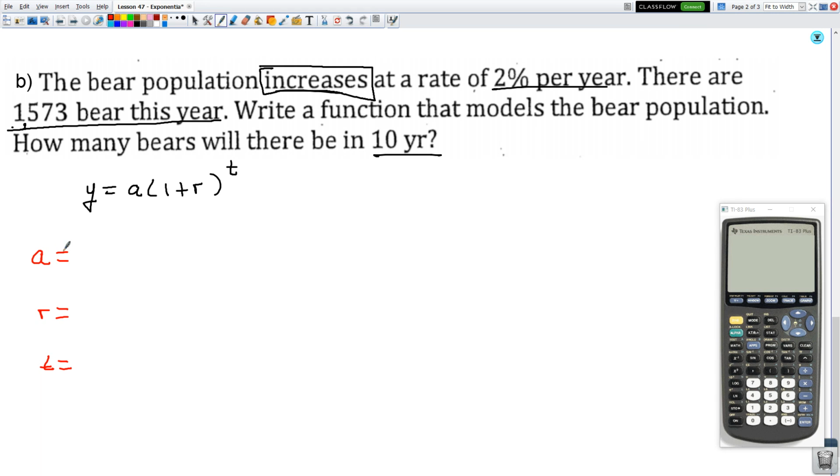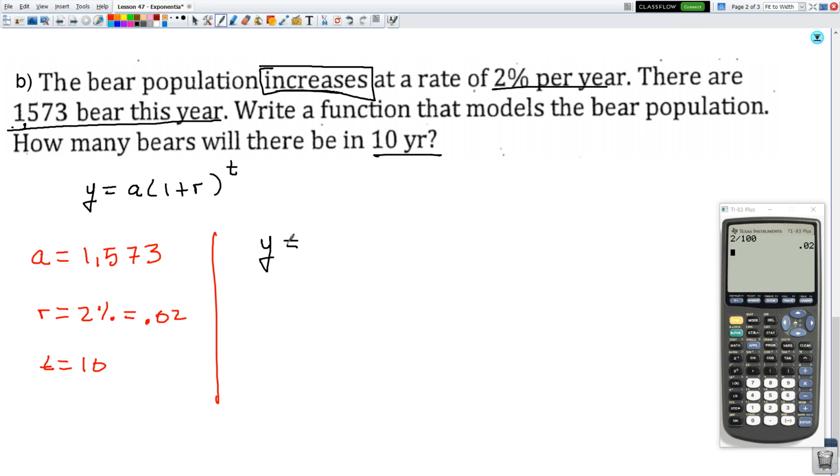A is the initial amount, so if we read the problem, it says that there are 1,573 bears this year. So that means that you start with this many bears. Now the rate, it's telling you right here, the rate is 2%. But remember, we don't use 2%. We have to transform that 2% into a decimal. So that becomes 2 divided by 100, which is 0.02. And the time, we're looking at 10 years. Perfect. What we have to do now is plug it into the formula.